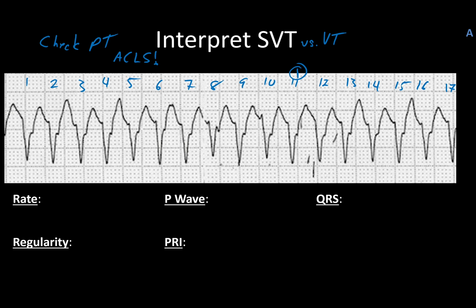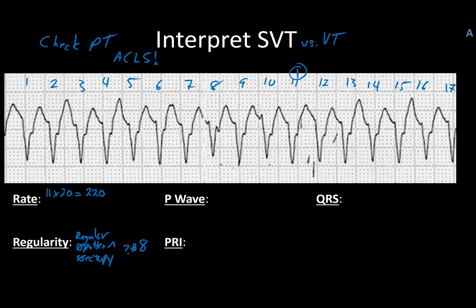And what we can do is a little bit of quick math and say 11 times 20, because we're using a strip half as long, gives us a rate of 220. Now, looking across the strip, we will say that it is regular, that there's no pattern, and there's no ectopy. You can question number 8 because the QRS does look a little bit different. We'll come back to that, and I'm going to try and help explain why.